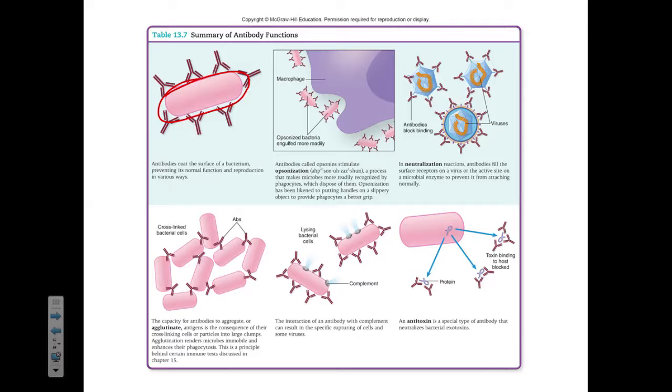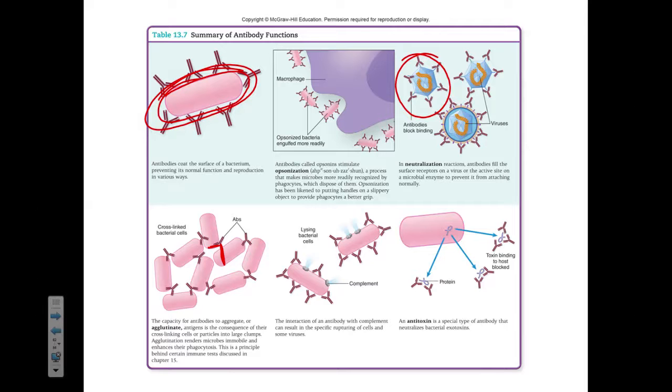So if we take this object and cover it in antibodies, we make it more likely to be phagocytized. In other words, covering it in antibodies is opsonization. We can also have antibodies bind to virion particles, neutralizing the virion particles. We can have antibodies bind to separate bacterium, causing them to clump together.